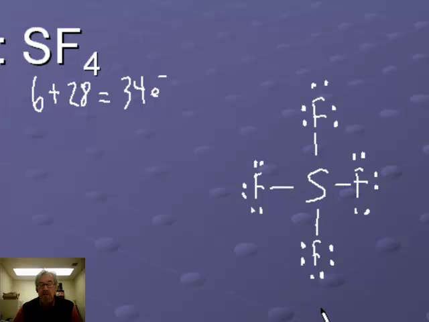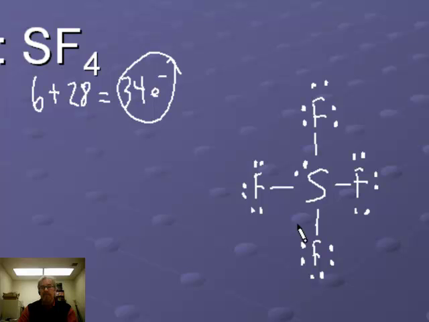Well, that's not enough, because I'm supposed to have 34 electrons. So this is a case where I have too few electrons in my structure. And I solved that problem by putting the extra electrons, the extra 2 in this case, on the central atom in pairs. It's okay for sulfur to have an expanded octet, to have more than a full 8.